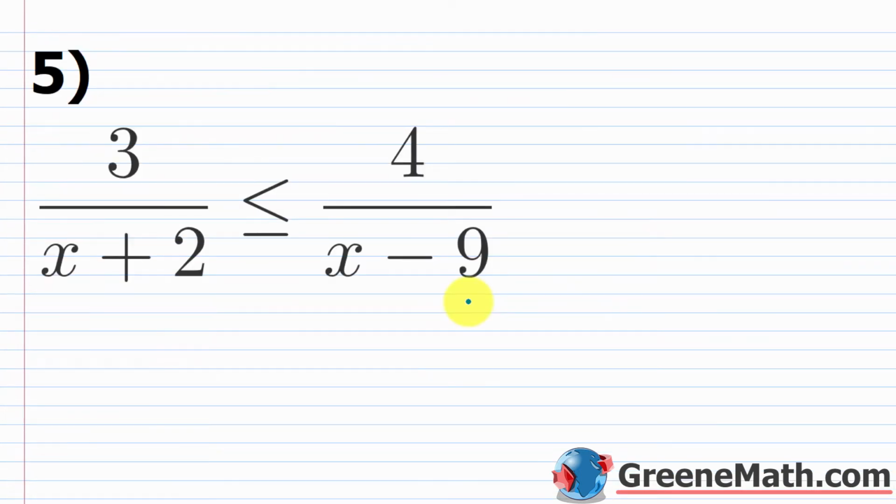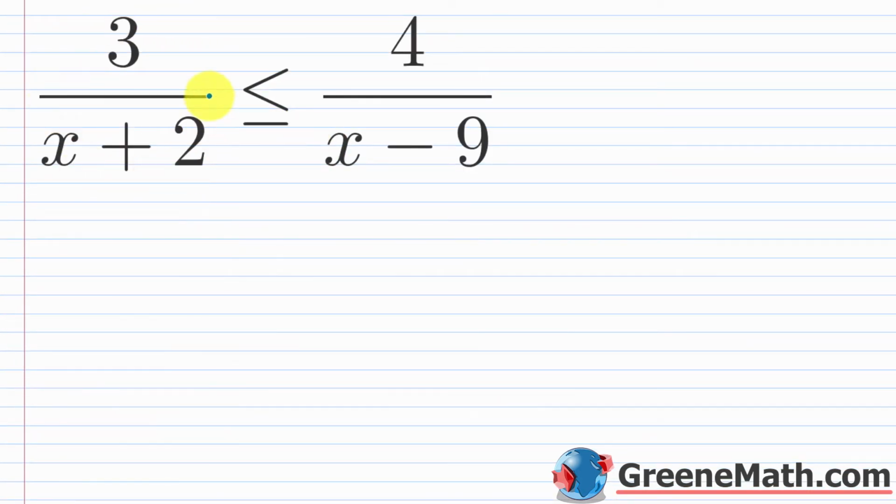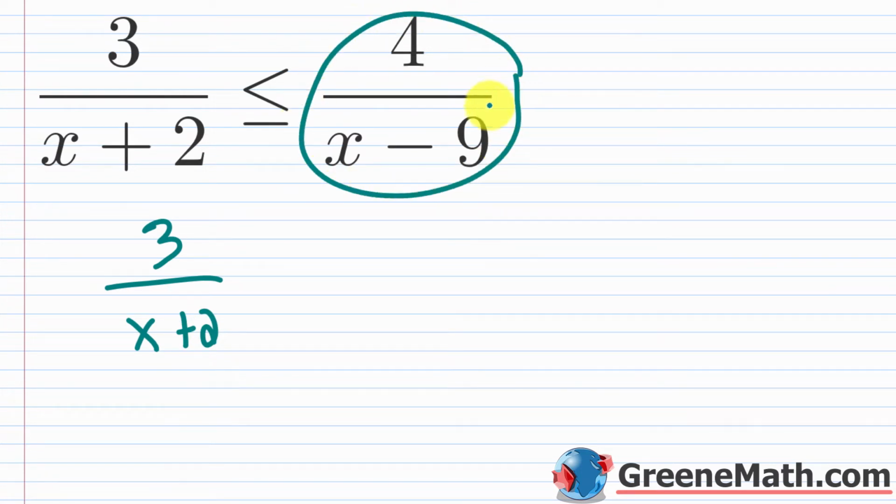All right, let's take a look at problem number 5 now. So we have 3 over x plus 2 is less than or equal to 4 over x minus 9. So again, I want one single rational expression on the left. I want an inequality symbol, and then I want 0 on the right. So let's say this is 3 over x plus 2. I'm going to subtract this guy away from both sides of the inequality. So minus 4 over x minus 9. This is less than or equal to 0.